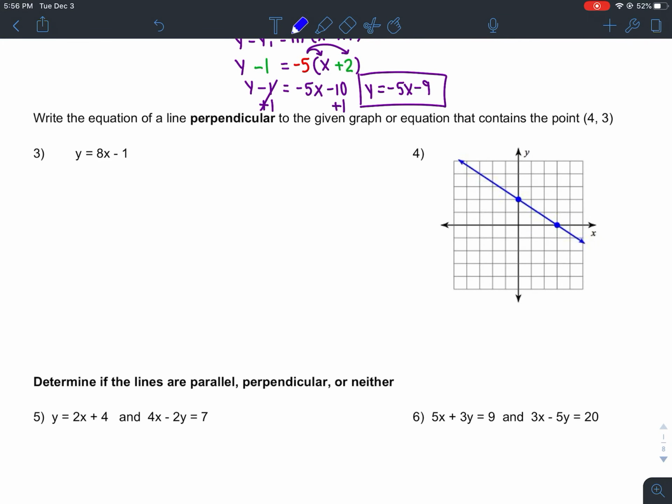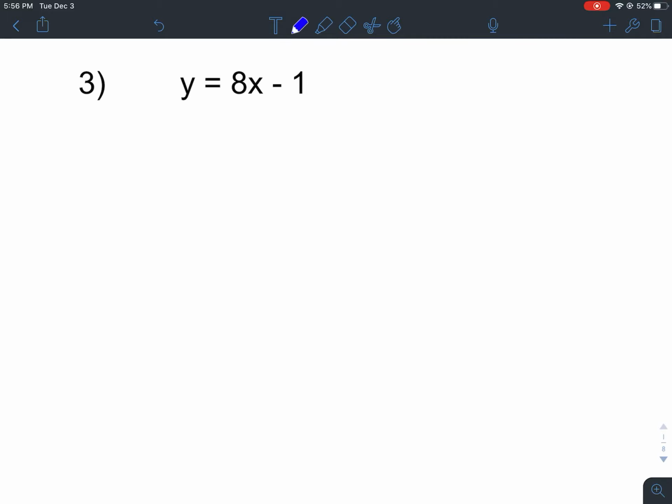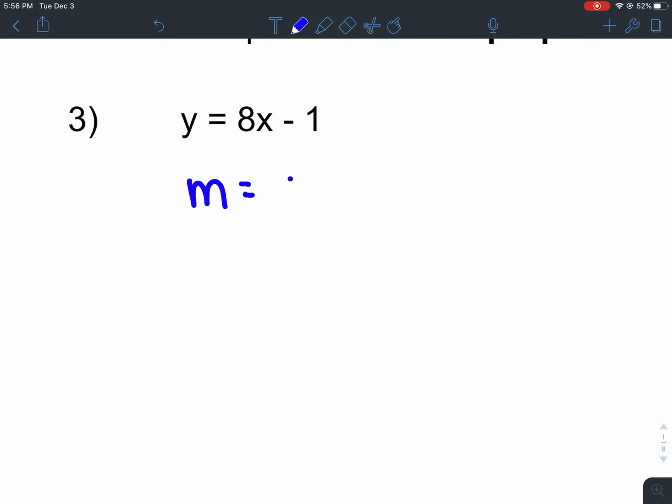Moving on. Number 3 and 4, we want to write the equation of a line perpendicular to the given graph or equation that contains the point 4, 3. Okay, so in number 3, I have y equals 8x minus 1. Do I know the slope of this line? Yes, because y is already by itself. It's y equals mx plus b.